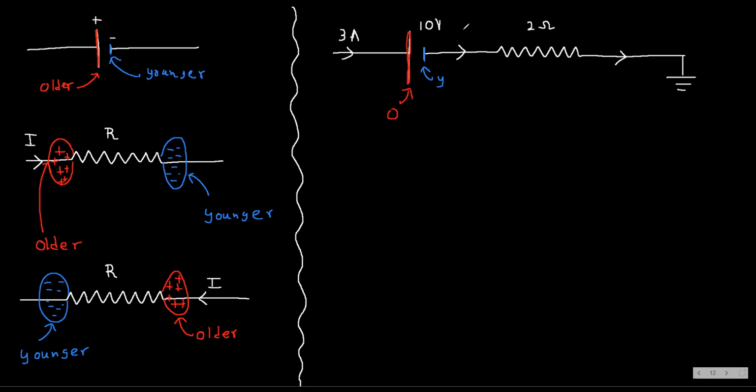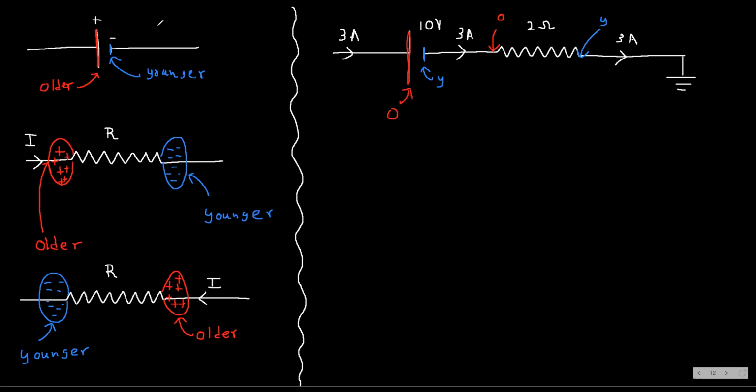Now, can anyone tell me, if current is passing from here to here, who is the younger one and older one of this resistor? Left hand side, right hand side? Who is the younger? Who is the older? The left hand side is older. Yes, the left hand side is the older one. The right hand side is the younger one.